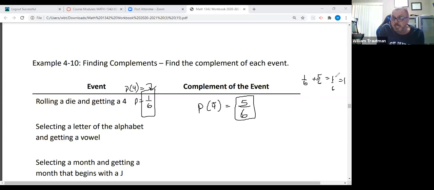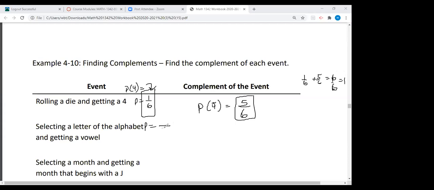Remember, when you add up the complement and its event, it has to add up to 1. Selecting a letter in the alphabet and getting a vowel. The probability of getting a vowel in the alphabet. Uh-oh, this is a tough one. How many letters are there in the English alphabet? Anybody got it? Remember? 26. There are 26 letters.